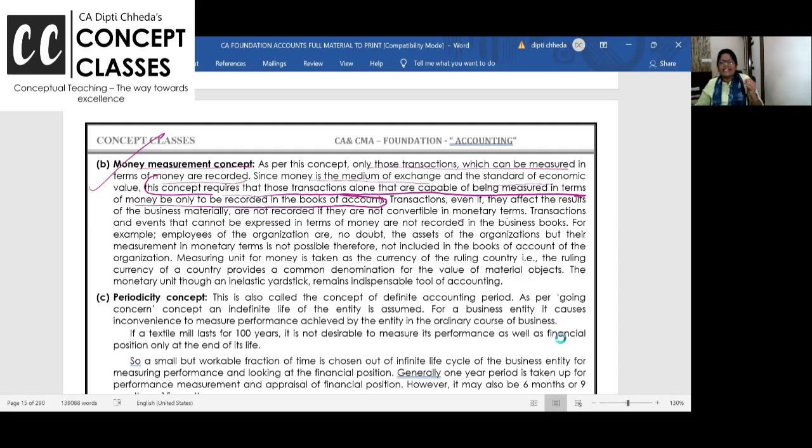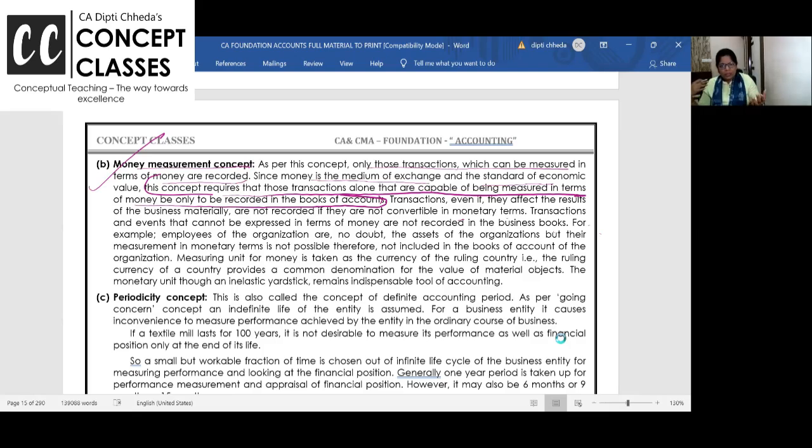It's a very easy topic. Transactions and events that cannot be expressed in terms of money are not recorded in business books. For example, employees of an organization are no doubt an asset of the organization, but their measurement in monetary terms is not possible. I'm using this camera and laptop. I've already invested more than 1 lakh. But suppose it is giving such a worth that I can make 10 lakhs out of it.